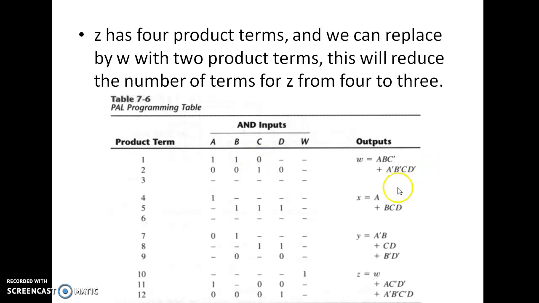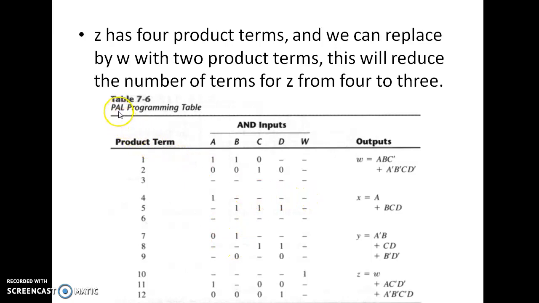Indicate that. Similarly, to realize the second one, X, we require only 2 product terms. So X is equal to A, simply A, and B, C, D, W is missing. So put a dash mark, plus B, C, D means B, C, D equal to 1 because all are uncomplemented. Remaining are missing, that is A and W is missing, so put a dash mark.